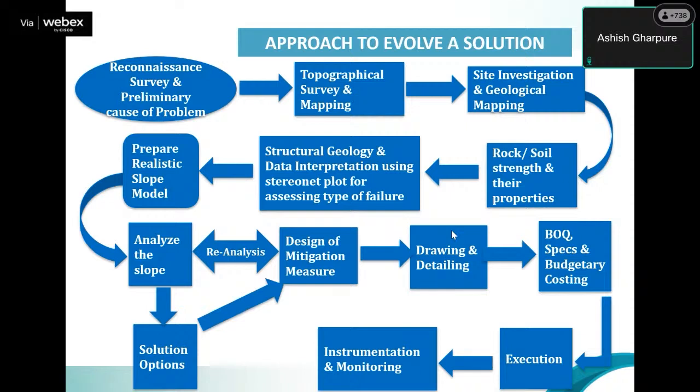Once you have all this data, when you have topography and layers ready, you know which type of soil and rock is coming, and their structural geology, then you are actually able to prepare a realistic slope model. You analyze that model, and if the slope is safe, you can in any case go ahead as it is. If it is unsafe, then you have solution options. Adopt an option, put it into the model, see whether we are safe.